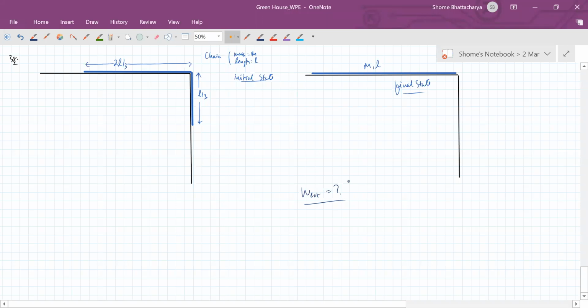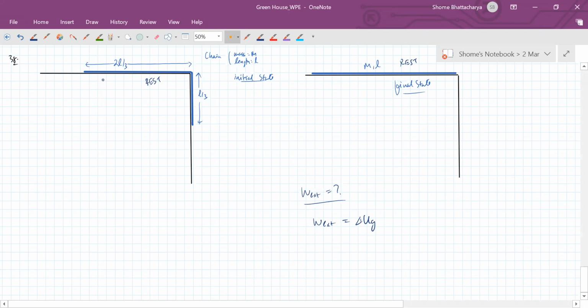So in both states, you can see that the chain was at rest. Here also the chain is at rest to start with, and here also it is at rest. So there is no change in kinetic energy, but there is change in gravitational potential energy. So how will we calculate the change in gravitational potential energy?